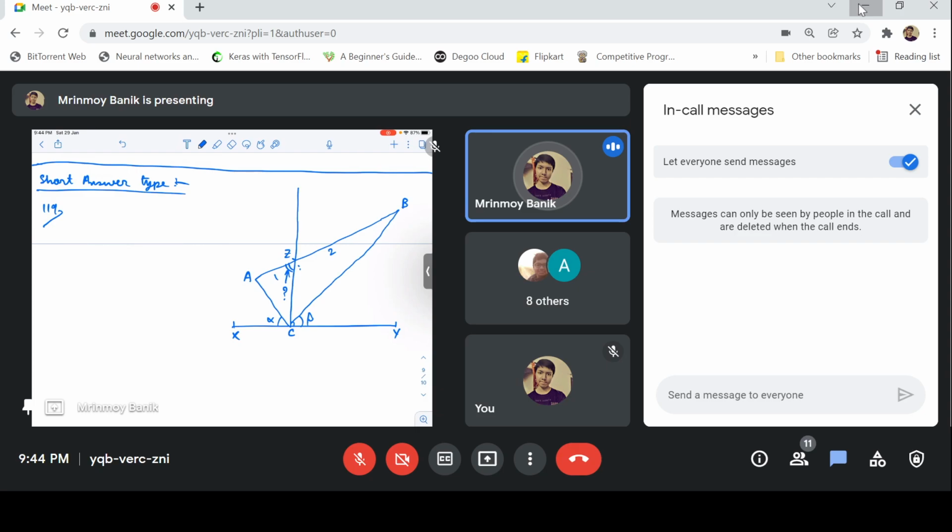So let's call the angle that we need to find theta. So let AZC be theta. Then angle CAZ is 180 minus theta minus 90 minus alpha. So it is 90 minus theta plus alpha.